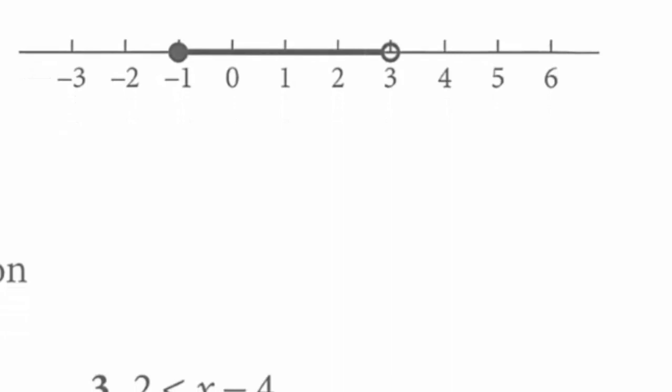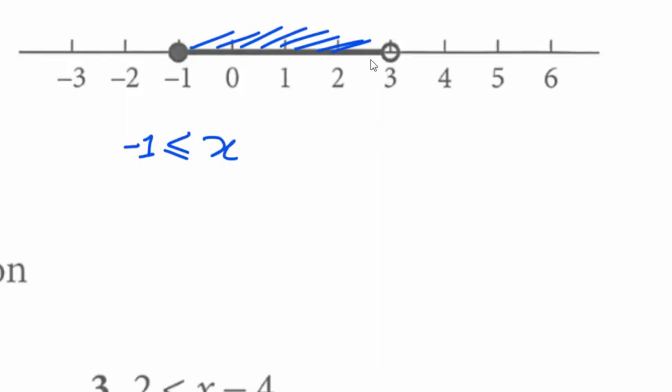Here, to write an inequality to represent this part, we will write -1. All of these numbers, let's name them x, a, b, c, whatever, are greater than -1. So greater than or equal to, because of the dot. This is the first part of the inequality.